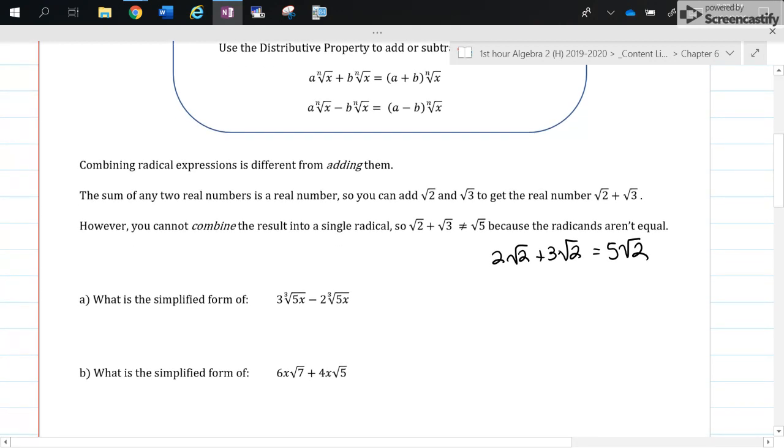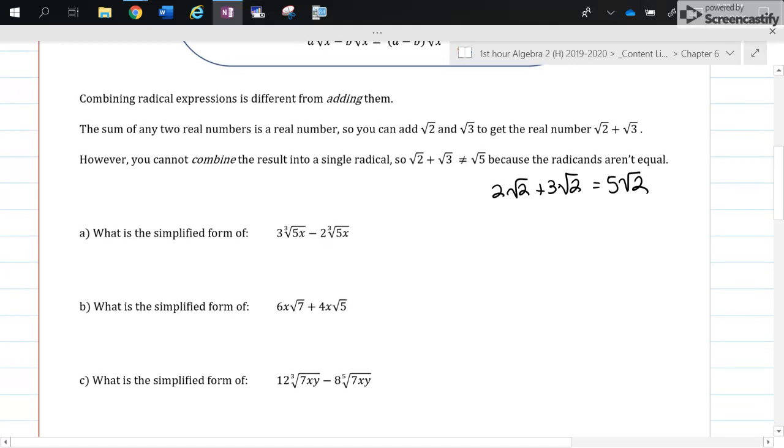But when they don't have the same radicand, then we cannot combine them. Even though we can actually add them as two real numbers, we can't actually combine them when we simplify. So what is the simplified form of 3 times the cube root of 5x minus 2 times the cube root of 5x? Well, it would be 1 times the cube root of 5x, because notice they have the same index and they have the same radicand, so we can combine them. So what we do is we subtract the coefficients.